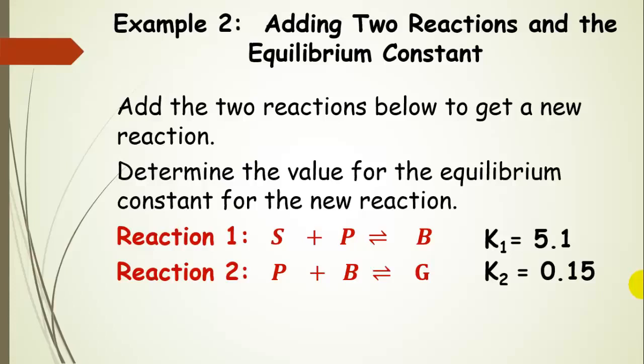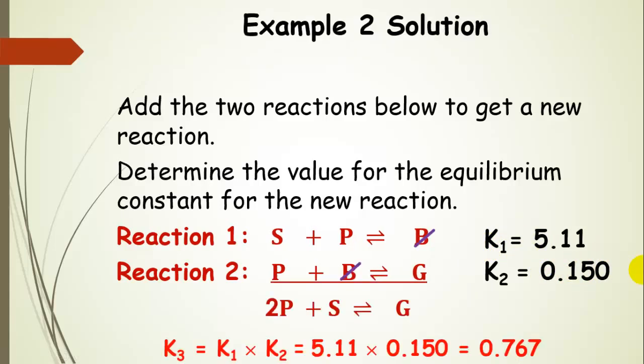So now let's look at adding two reactions together. So we have reaction 1 and reaction 2, and each of those have their own equilibrium constant. 5.1 for the first reaction, 0.15 for the second. So adding those two reactions together, we're going to have 2P plus S is in equilibrium with G. And to get the new equilibrium constant for that reaction, we're going to multiply K1 and K2, and K3 ends up as 0.767. So that is the new equilibrium constant for this reaction.